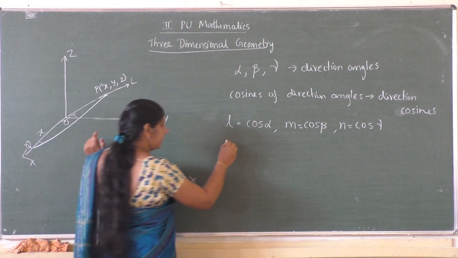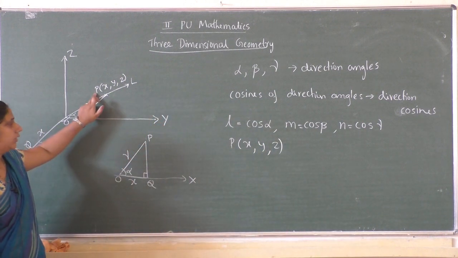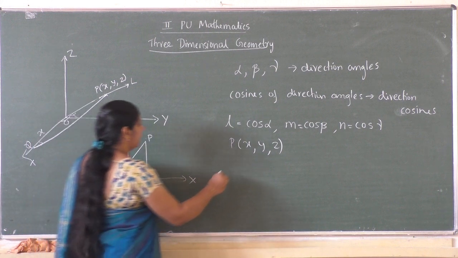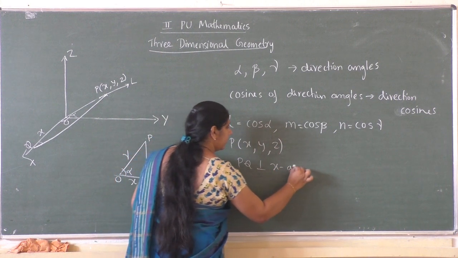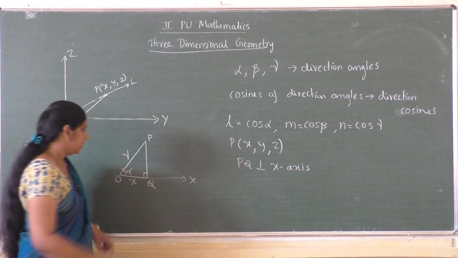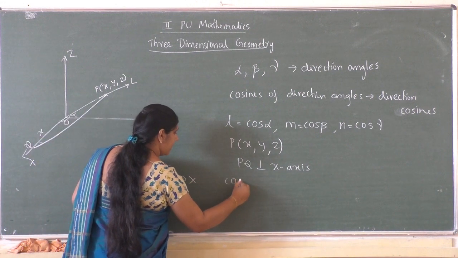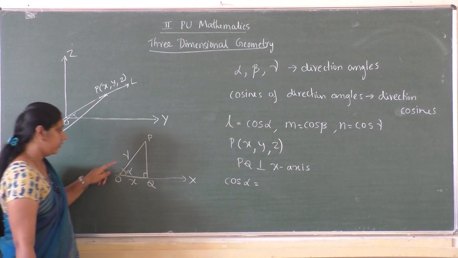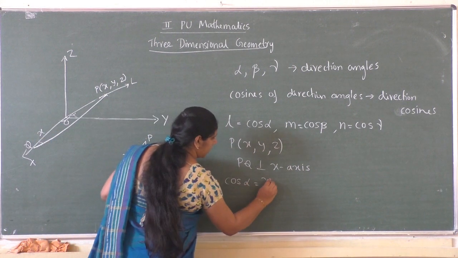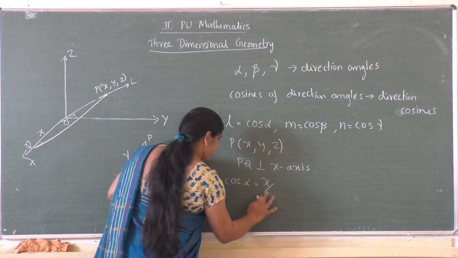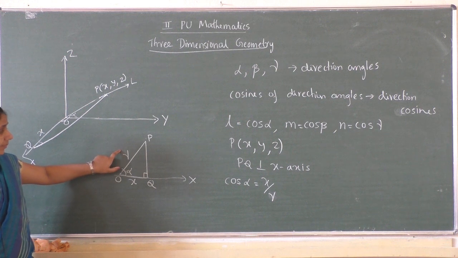So you have to consider one point P (x, y, z) on the directed line L, and you have to draw one perpendicular PQ to the x-axis, right? So we got this triangle. Now in this triangle, what is cos alpha? It is adjacent by hypotenuse, that is cos alpha equal to x by r. So we get cos alpha equal to x by r.